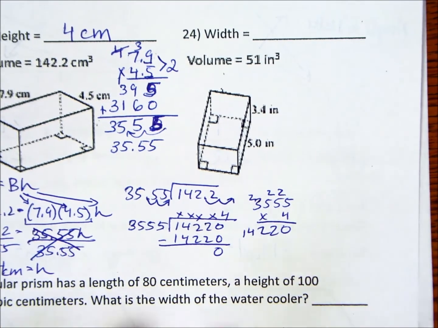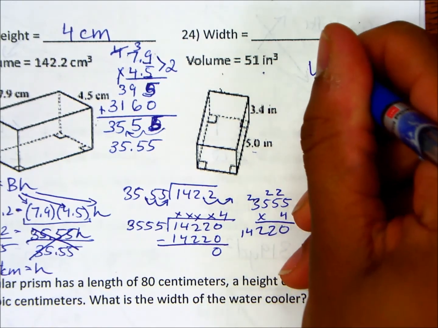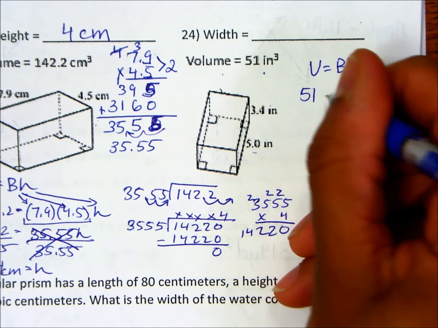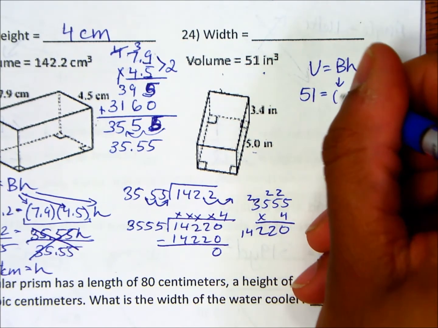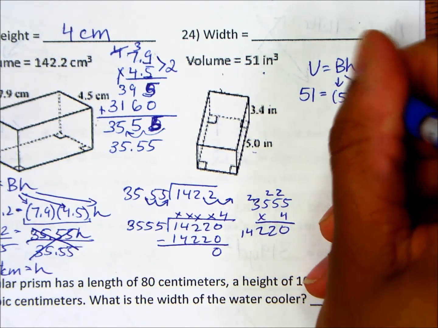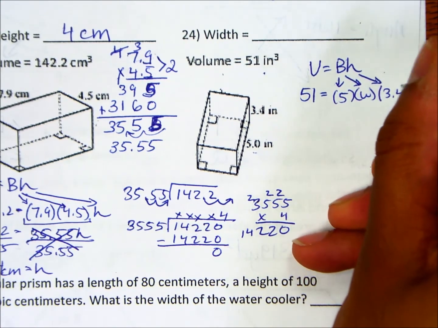Next one. My width is missing. I got my volume, got my height, got my length, but where's my width? Volume equals area of the base times height. My volume is 51. Area of the base is length times width. So I got my 5 for my length. I don't have my width. Okay, that's part of my area of the base. And then my height I have is 3.4.